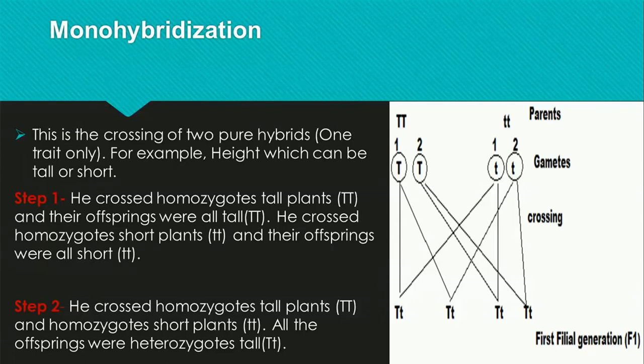And now take note that we have what we call first filial generation. Now first filial generation are like the offsprings. So the crossing, the first set of offsprings produced are the first filial generation. You can simply call it F1.